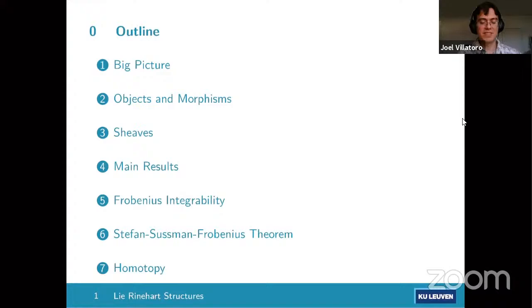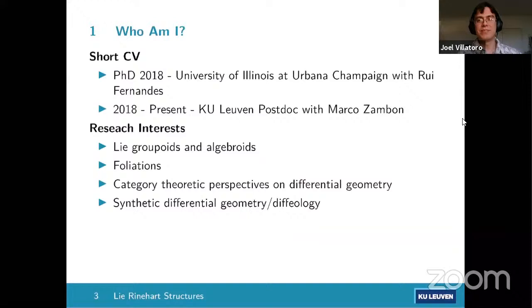Okay, so very briefly, I got my PhD at the University of Illinois with Rui Fernandes, and my general interest is things like Lie groupoids and algebroids and foliations and category theory. This is how I ended up here, because a lot of what I'm interested in is combining differential geometry with algebraic geometry reasoning and category theoretic points of view. So this is a natural direction for my research to slowly lean in, and this is where I've ended up.